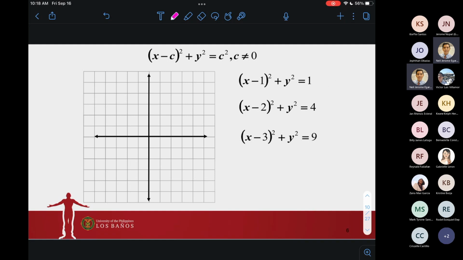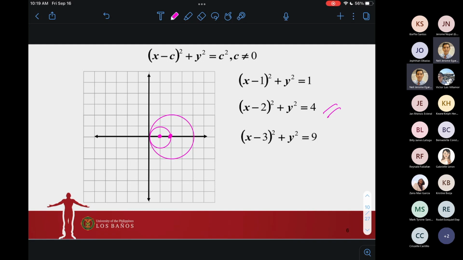Nag-graph ko na yan kanina, pero replay natin. Center at (1, 0), tapos ang radius niya ay 1. Tapos the second one, review na lang ng graphing. This is a circle centered at (2, 0). So here's the center of the next circle, and the radius is 2. So radius niya ay 2. So ibig sabihin ganito dapat yung itsura niya.